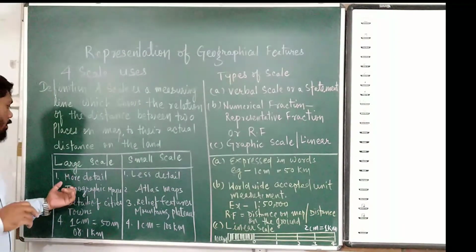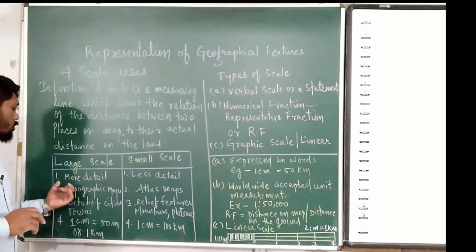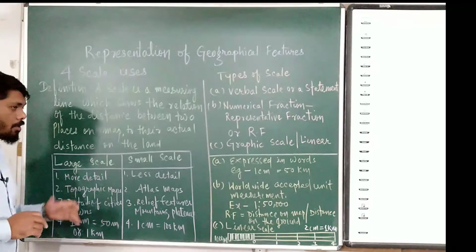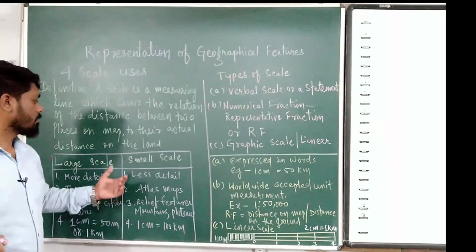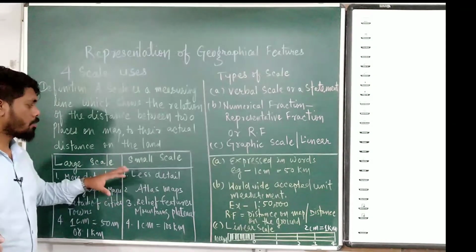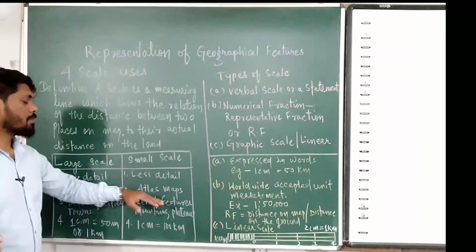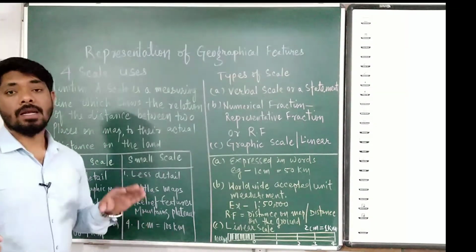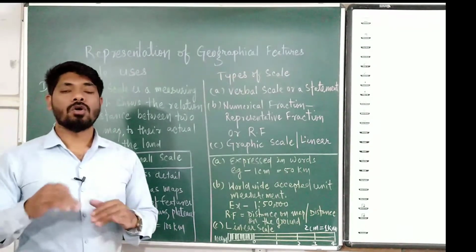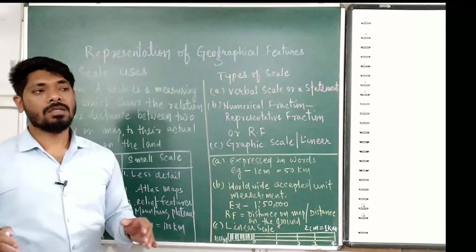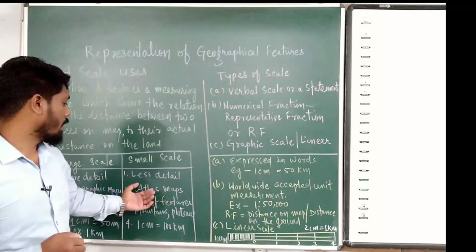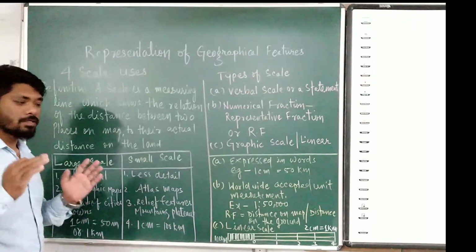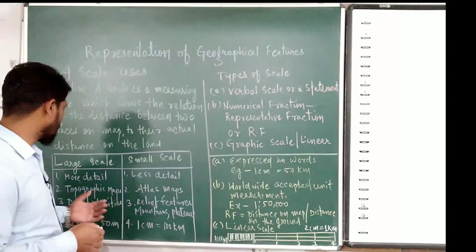The second example of large scale is topographic maps. Topographic maps are examples of large scale maps. And an example of small scale maps is atlas maps. In atlas maps the whole world may be drawn, but it won't give more details. It has less detail, only what is necessary to show on the map.